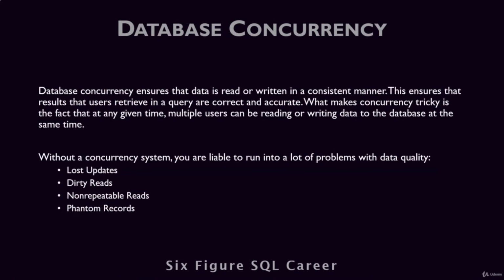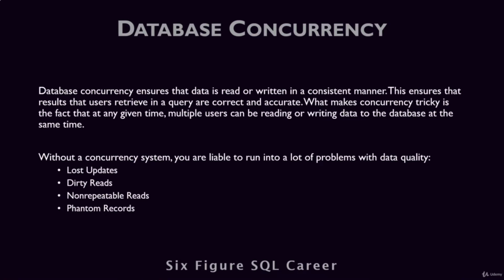Let's talk for a minute about database concurrency. Database concurrency ensures that the data is read or written in a consistent manner. This ensures that results that users retrieve in a query are correct and accurate. What makes concurrency tricky is the fact that at any given time, multiple users can be reading or writing data to the database at the same time.